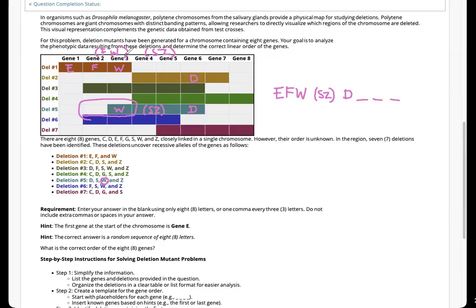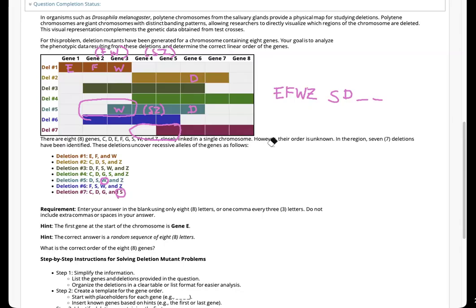Now, if we want to know the order of S and Z, we need to find a deletion that contains one and not the other. So again, if deletion 7 contains Z, that was the second one. If deletion 7 contains S, we know that's the case. And deletion 7 does contain S. So that tells us that S is second. So this is Z and this is S. And I meant to delete that extra blank because I had too many. So that's the thing with scratch paper. You don't accidentally erase things.